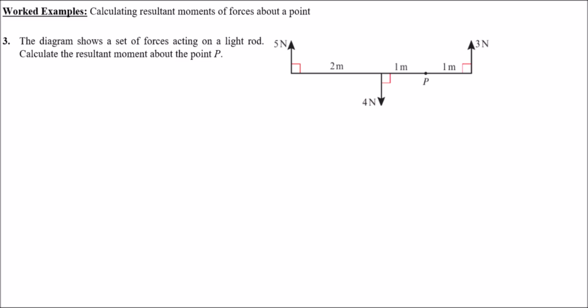So question 3, keeping it simple, all these forces are perpendicular to P, the line of action. So we've got a diagram showing a set of forces acting on a light rod. Calculate the resultant moment about the point P. My suggestion here would be to work out the clockwise moments and also the anti-clockwise moments. So relative to P, which is here, the only one which is going clockwise is this 5 Newton force, because relative to P it will be spinning around it like this.